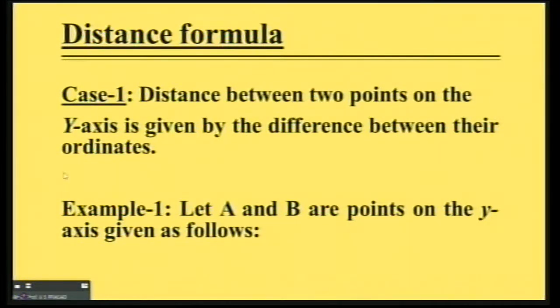It is given by the difference between their ordinates. Note that length is always positive. Whenever we are taking the differences, we have to take care that the value should always be positive. That's the thing we have to take. Let us observe this. Let A, B be 2 points on the y-axis given as follows.